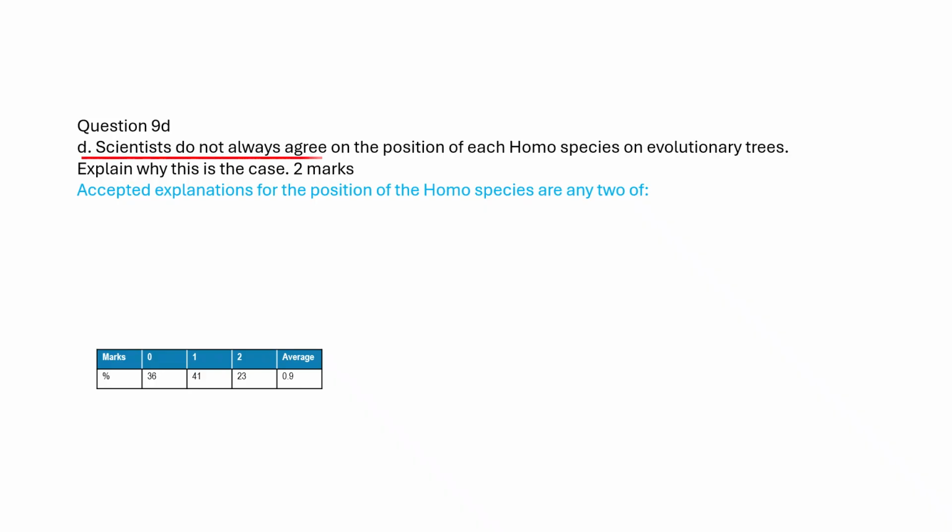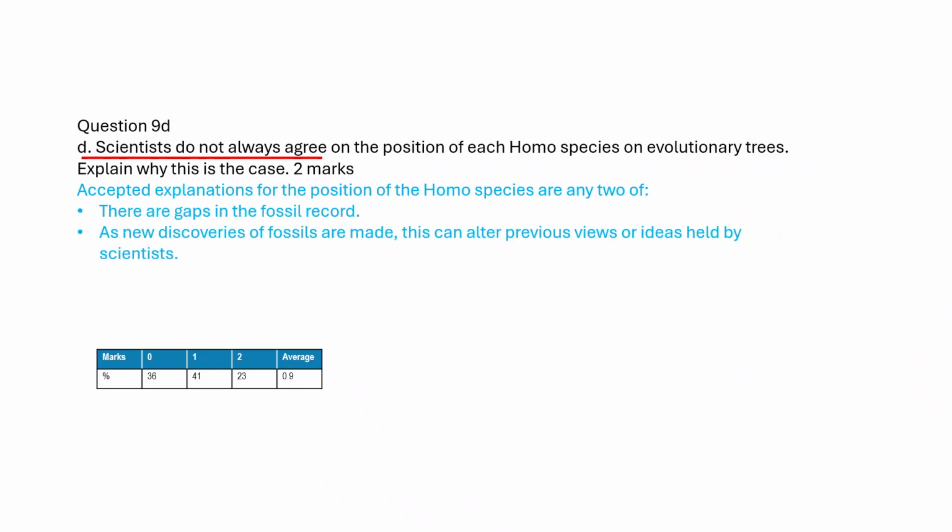Scientists do not always agree on the position of each Homo species on evolutionary trees. This is due to gaps in the fossil record, discoveries altering previous views, and incomplete or small fragments of fossils.